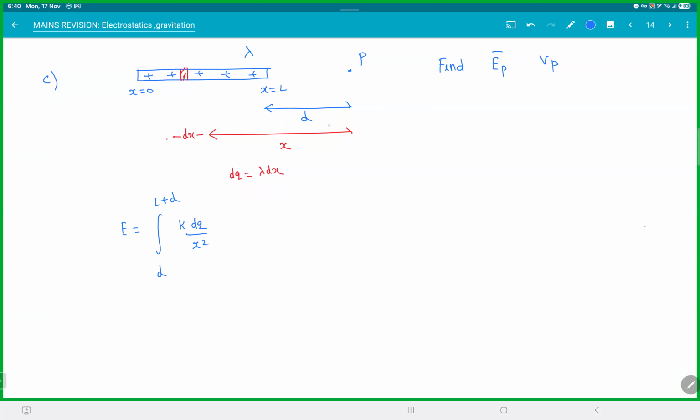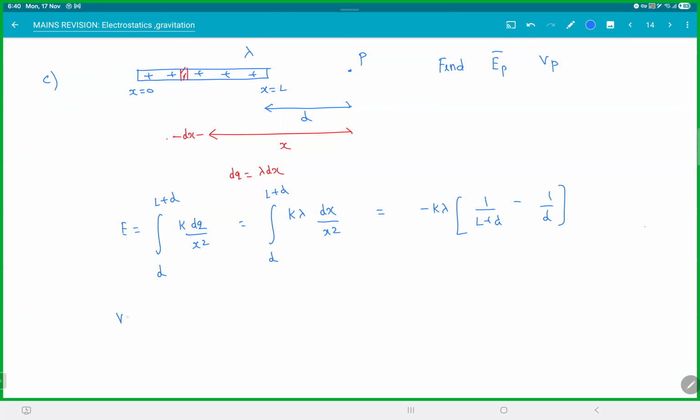So if you take x is equal to d, you're choosing this point in this corner, the rightmost corner. If you take L plus d, you're choosing the leftmost corner. So when the value of x goes from d to L plus d, you're covering the entire rod. So this will be k lambda dx by x square from d to L plus d. You know how to solve this. I'll leave it. We can finish off this actually. Minus k lambda, that will be 1 by x, so 1 by L plus d minus 1 by d.